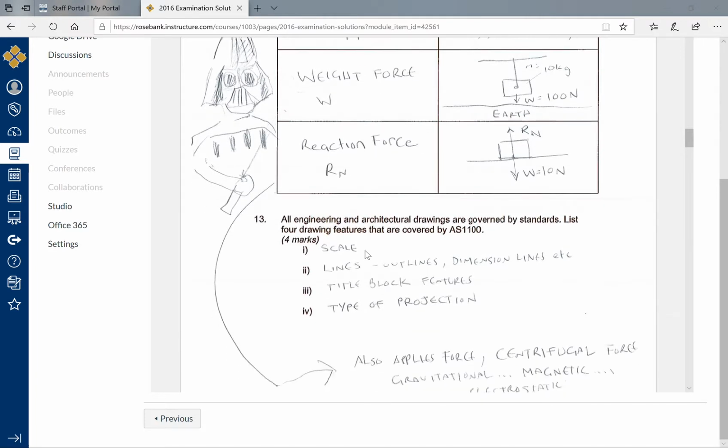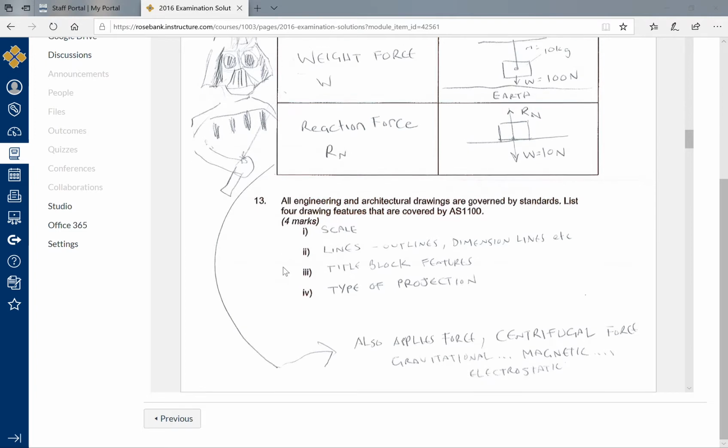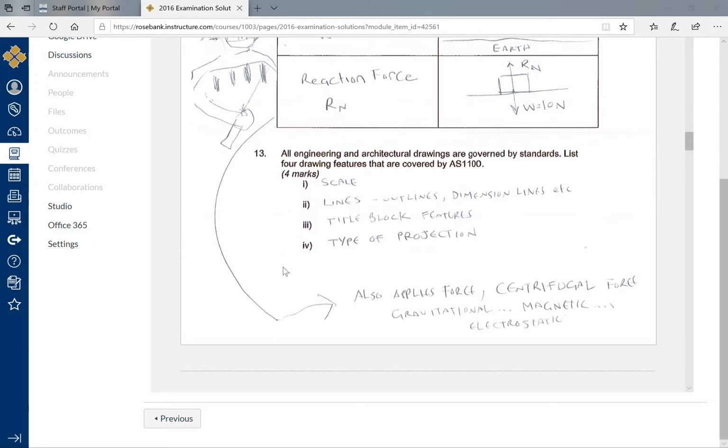Here, all engineering and architectural drawings are governed by standards. List 4 drawing features that are covered by AS 1100. So you need to go back to your drawing resources and do a bit of study on that.